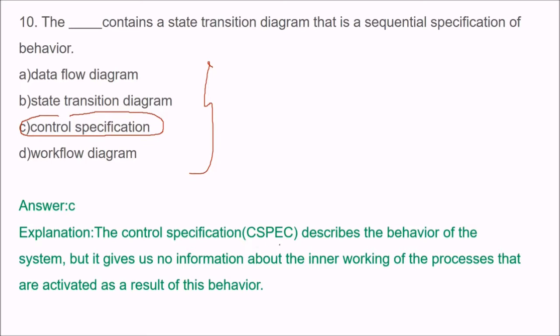The control specification or CSPEC describes the behavior of the system, but it gives us no information about the inner working of the processes that are activated as a result of this behavior. Now the next topic is application frameworks in software reuse.